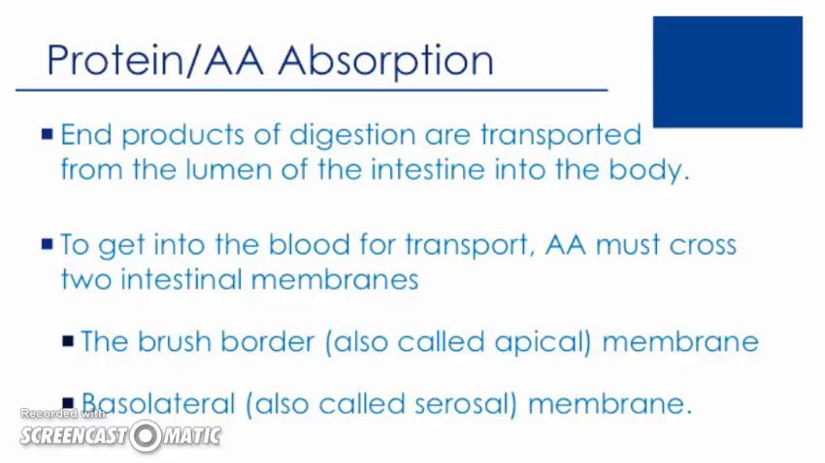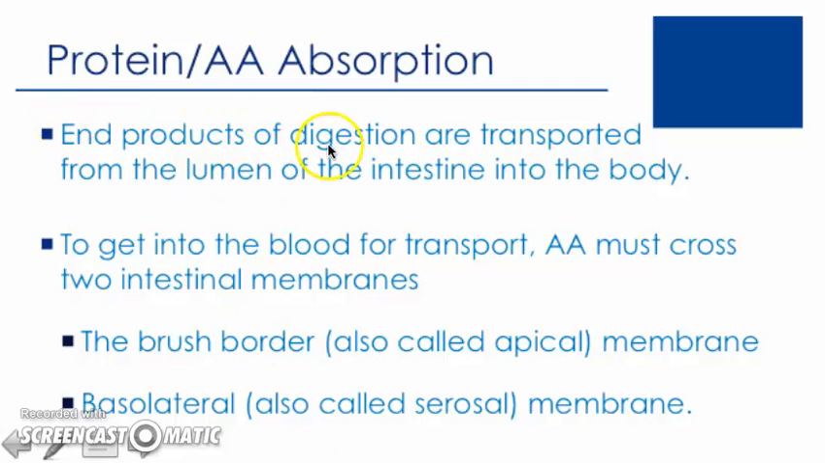Next is the process of protein absorption, which, like with carbohydrate and lipid absorption, occurs in the villi and microvilli of the small intestine, where dipeptides and free amino acids are absorbed through the brush border membrane of the enterocytes.